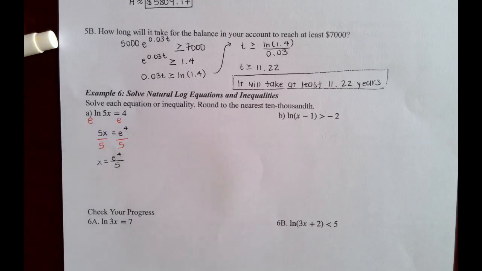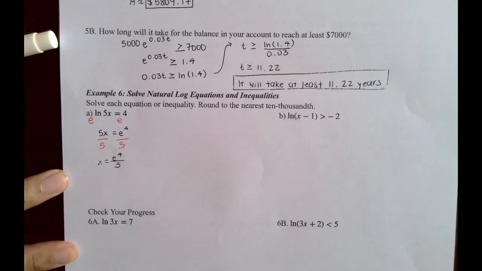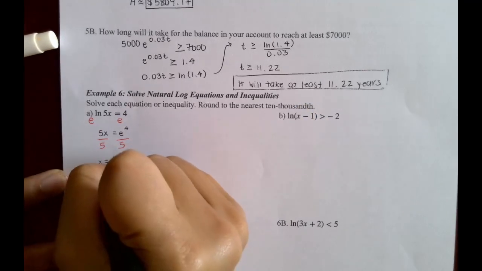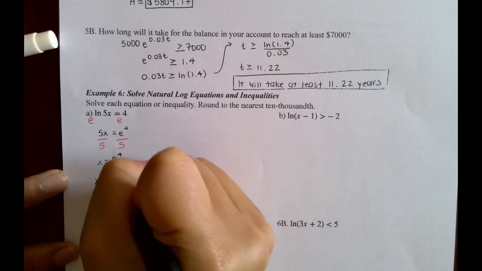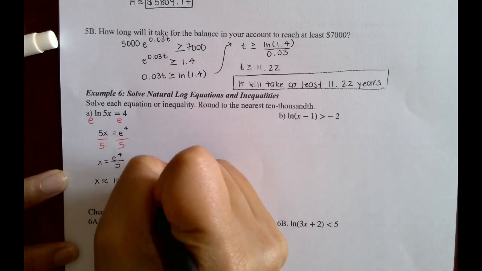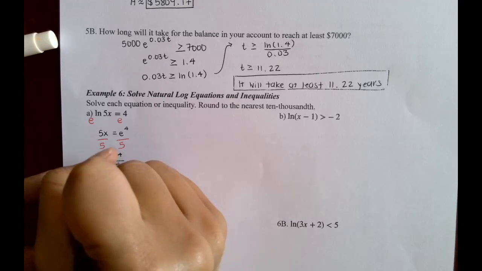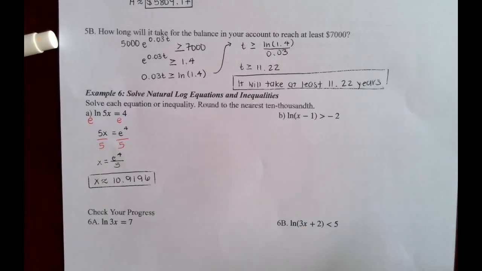So then in my calculator, I just need to find what e to the fourth is, and then divide that by 5, and then I get approximately, rounding to the nearest 10,000th, so 4 decimal places, x is approximately 10.9196. There we go.